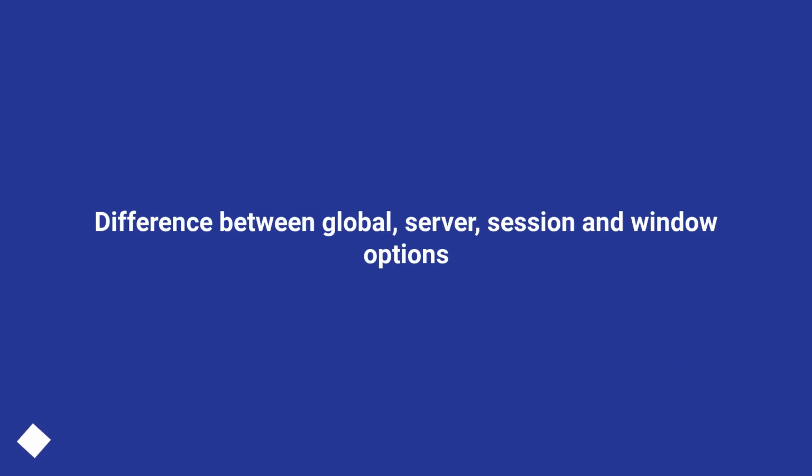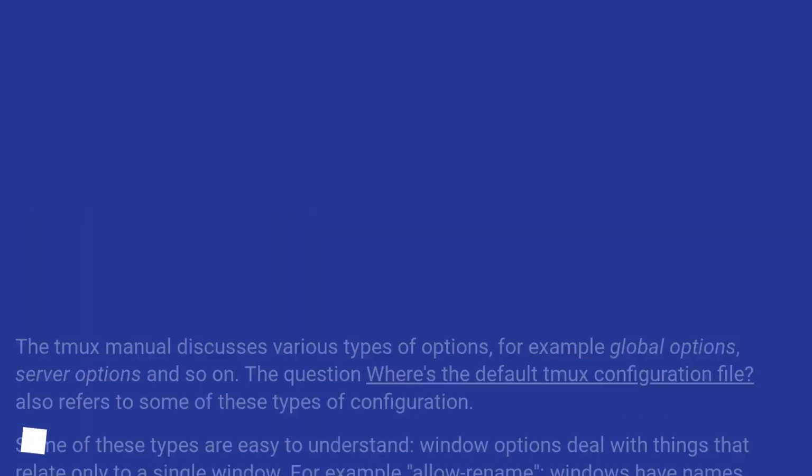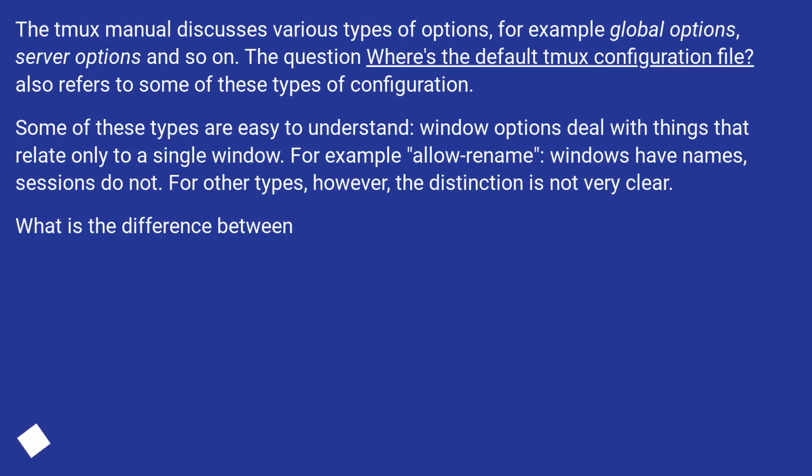Difference between global, server, session and window options. The tmux manual discusses various types of options, for example global options, server options and so on. The question "where's the default tmux configuration file?" also refers to some of these types of configuration.